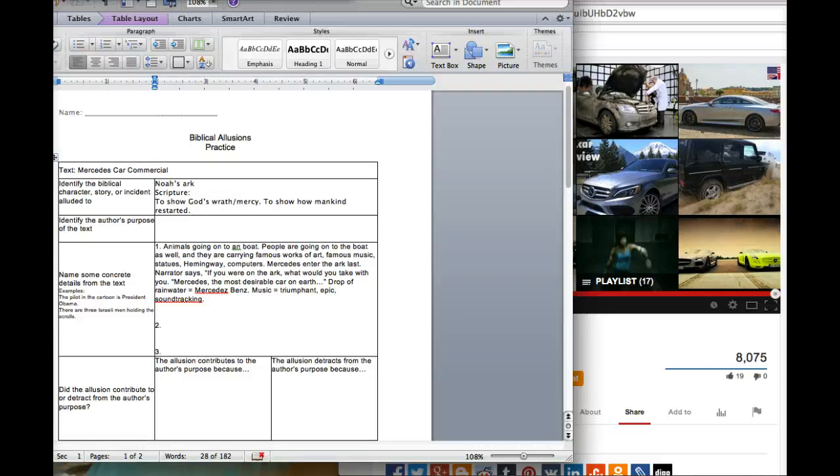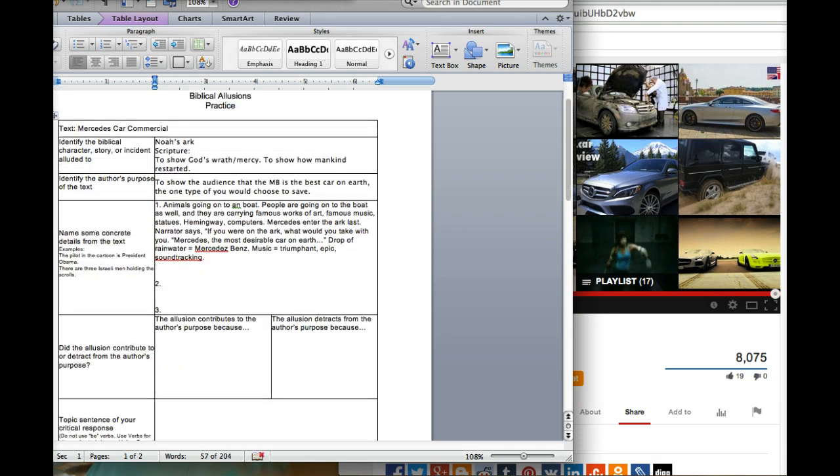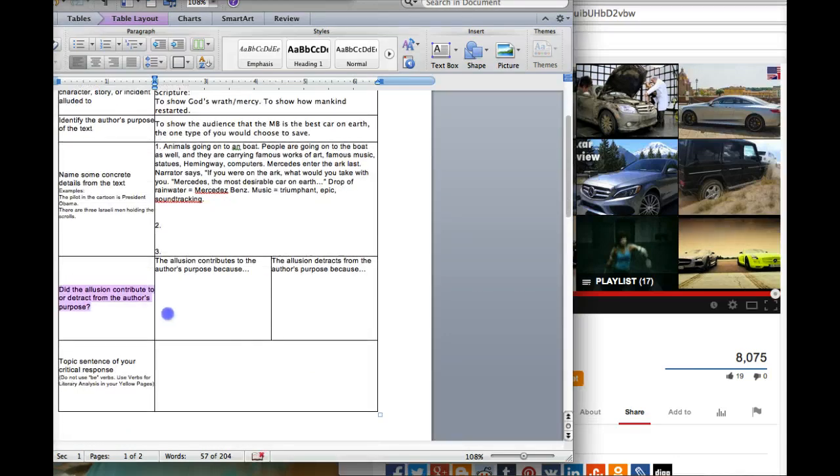And obviously the point of this Mercedes-Benz commercial, that's this box, is to show the audience that the Mercedes-Benz is the best car on earth, and also the one type of car you would choose to save, right? If you had to. It's that good. And then you would go on, and this is where you get critical. So you have to decide, did the illusion work or did not? And that's when you would go in and fill those boxes in.